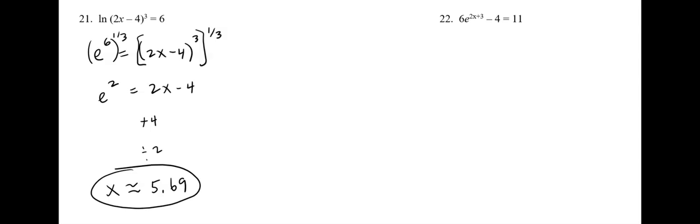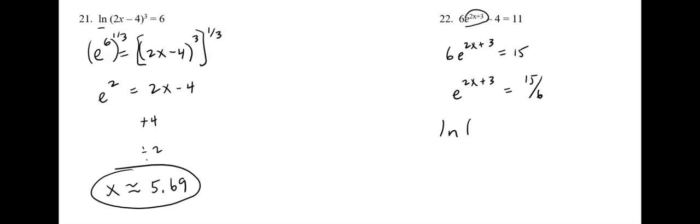And 22 is an exponential equation, so it's going to be converted to natural log, but I've got to get e isolated first. So 6e to the 2x plus 3 is 15. E to the 2x plus 3 is 15 divided by 6. And now I can turn it to a natural log equation. Natural log 15 over 6 is equal to 2x plus 3.